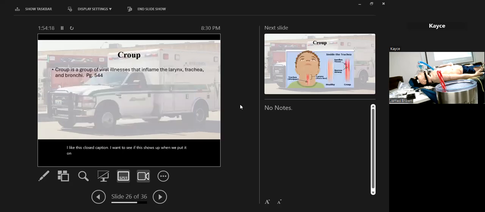All right, so croup is a viral illness that inflames the larynx, trachea, and bronchi. This is one you see a lot in younger children, usually about 6 months to 2 or 3 years old, though the book says up to 4. Usually toddler-age kids have a seal-like bark or cough. They sound like they're barking when they're coughing.